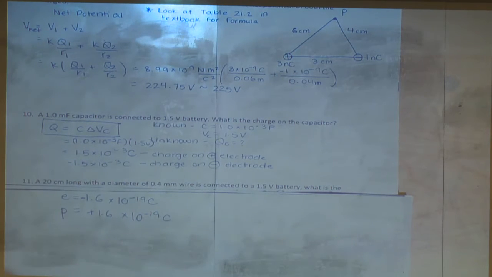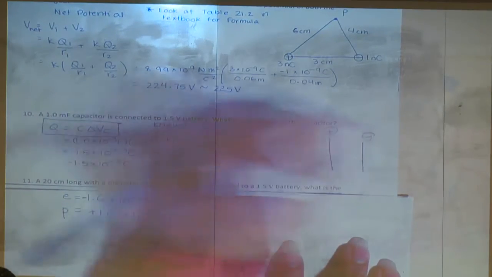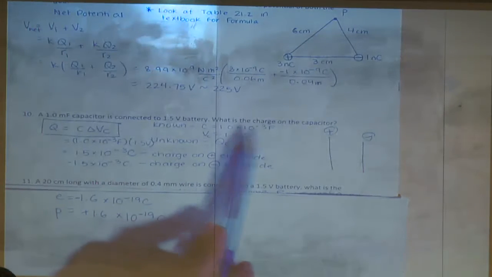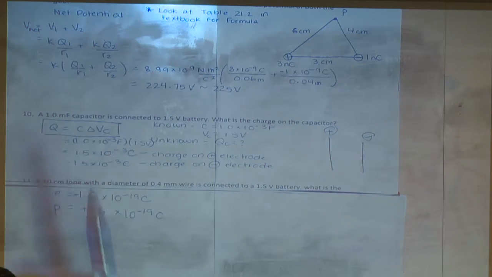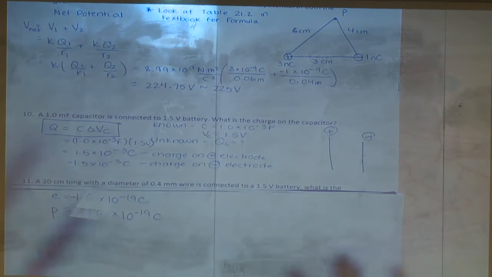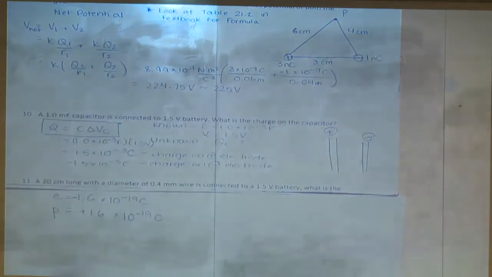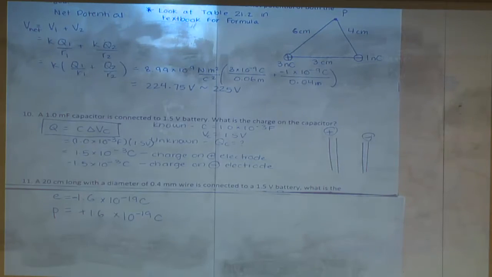Since it's a capacitor, we know we're going to have a positive electrode and a negative electrode. It only asks for the charge on the capacitor. It never asked for a particular electrode. So I went ahead and put the charge on the positive and the charge on the negative. It stays the same in magnitude because they're technically protons and electrons, and we know that protons and electrons have the same charge, just with opposite signs.